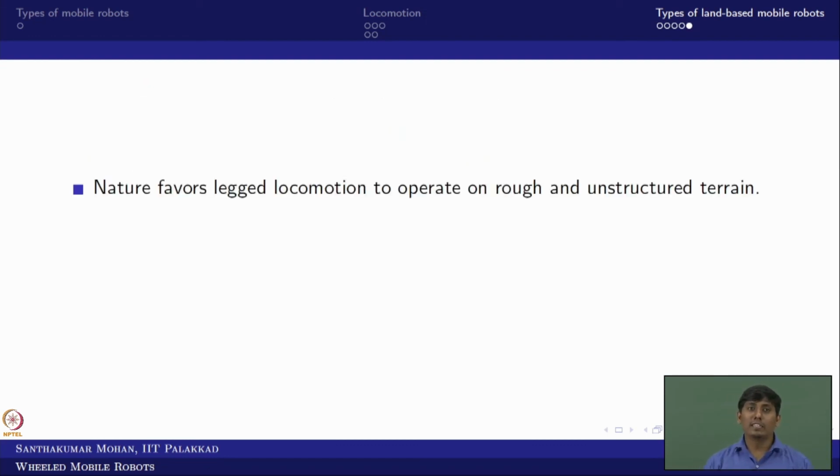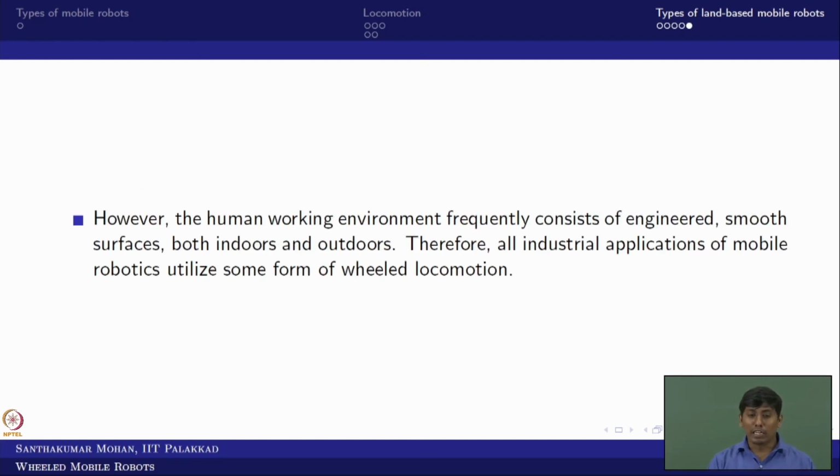The second thing is, you know already, nature favors legged locomotion. We are all nature inspired. Legged animals are all based on legs. Why is it so? It can be fitted into any unstructured terrain. But as I already told, we have engineered environments, which are flat. In that sense, we can definitely go with wheeled locomotion. That is what we can talk about. All industrial applications would preferably have wheels or tracks.